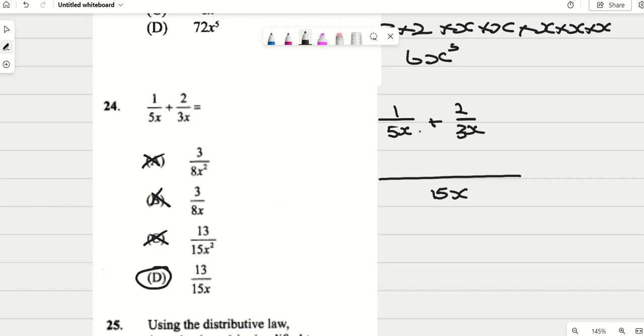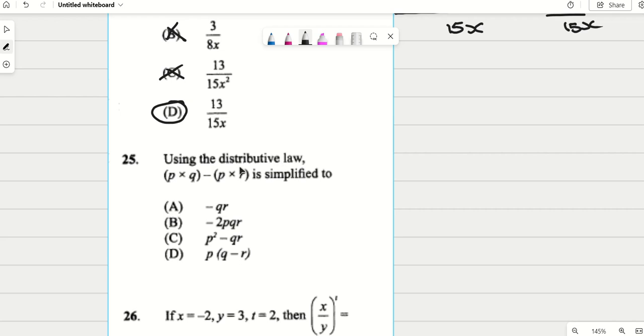Once you know your LCM is 15x, you could eliminate. Then you say 5x into 15x is 3 times. So you multiply 1 by 3, and then 3x into 15x is multiplied by 5, so 5 2s are 10. So 10 plus 3 is 13 over 15x, and that would be your answer.